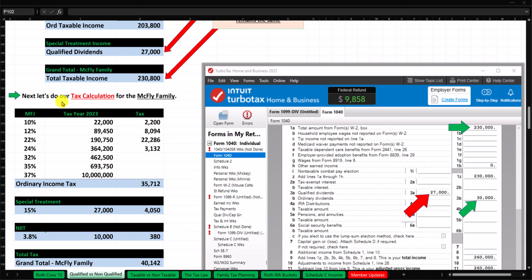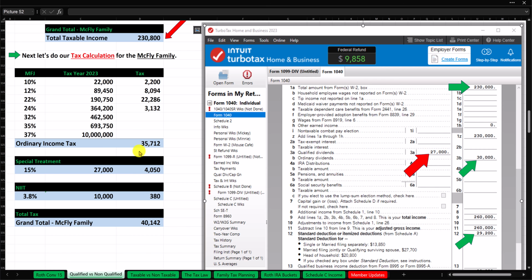All right, next let's do our tax calculation for the McFly family. So the results in the first three brackets right here are going to be identical to the Barney family. We already went over how those were calculated. Now what about the 24% bracket? Well, again, that's going to be this $203,800 of ordinary taxable income minus the top of the previous bracket multiplied by the rate applicable to this bracket. So if I double click on that, you can see it's cell D103, which is this one right here, minus the top of the bracket times 24% gives us the $3,132 right there.